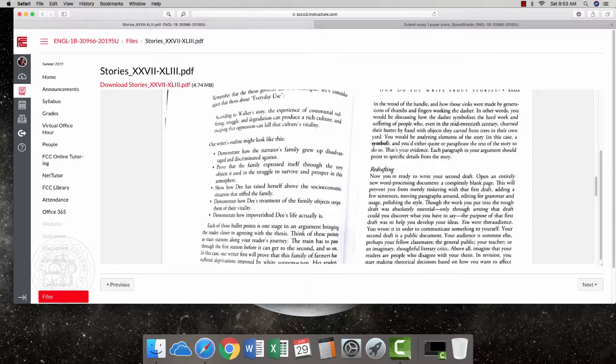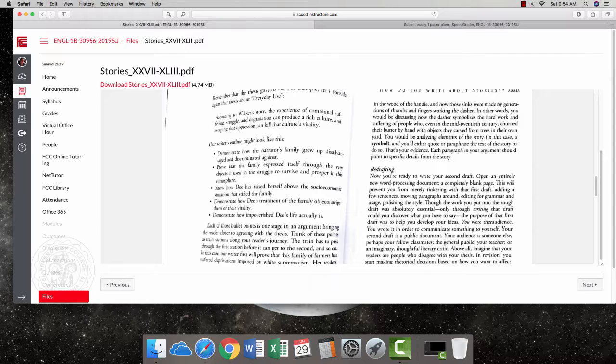Our writer's outline might look like this. Demonstrate how the narrator's family grew up disadvantaged and discriminated against, right? Because if you look back to that thesis statement, the expression communal suffering, you've got to prove it. That's the first element in the thesis, so that has to be proven first. Point 2, prove that the family expressed itself through the very objects it used in the struggle to survive and prosper in this atmosphere. Okay? Can produce a rich culture. You see that part of the thesis right there. That's part 2, so it gets proven in the second point of your outline.